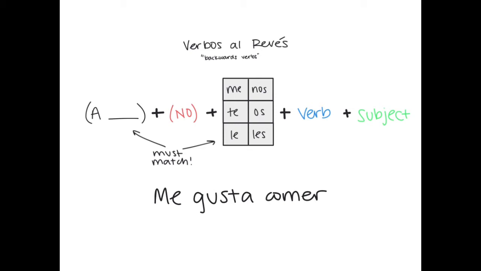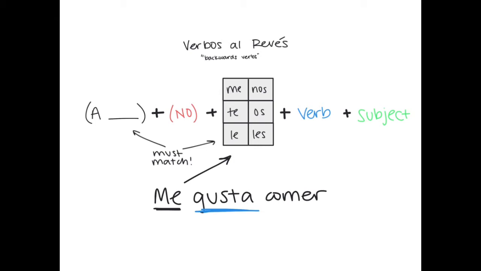For this one, I'm just going to identify the parts for you guys. So this me here, this is part of these pronouns here. You use me, te, le, nos, os, or les as one of the object pronouns when you're using verbos al revés. So the me is like the object of the sentence. Now gusta, that is going to be your verb of the sentence. That's the verbo al revés, and this could also be, in addition to gustar, chocar or encantar.